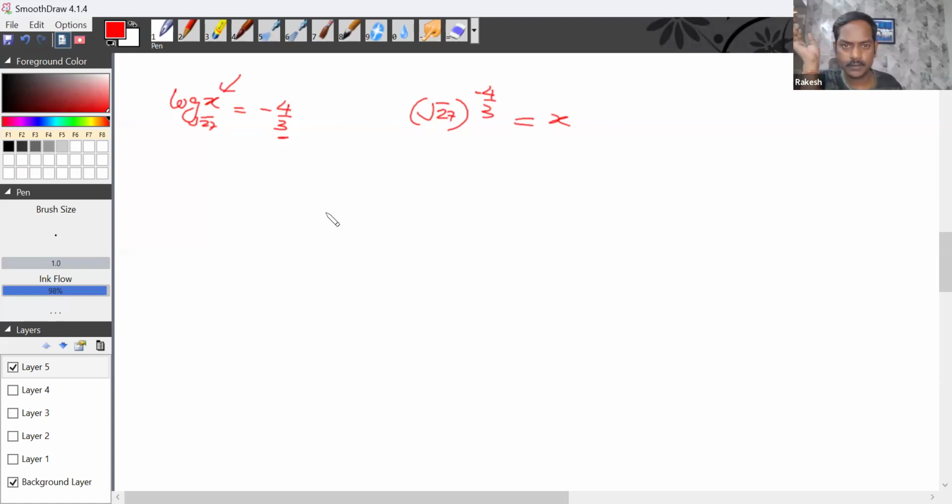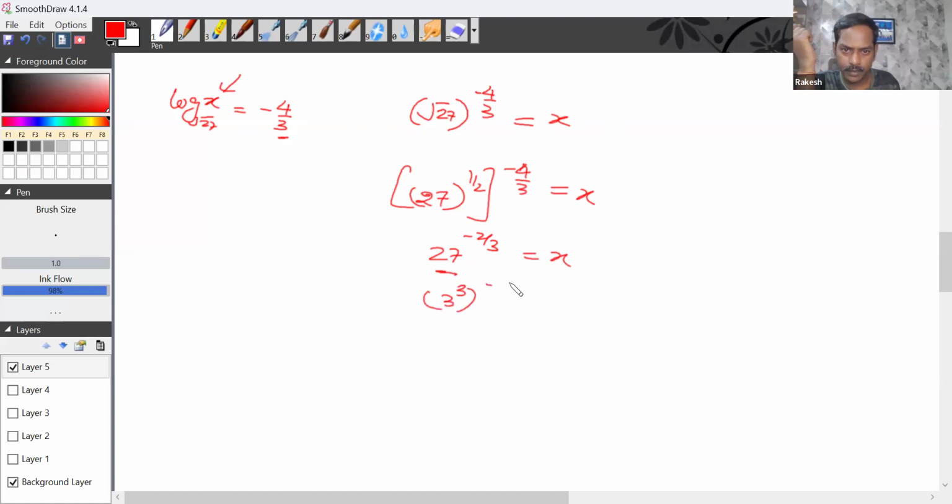Now just apply laws of indices. Under root of 27 can be written as 27 to the power 1 by 2, whole to the power minus 4 by 3, is equal to x. So this is 27 to the power 1 by 2 multiplied by minus 4 by 3, which is minus 2 by 3, is equal to x. Again, 27 can be written as 3 cube, so 3 to the power 3 times minus 2 by 3 gives 3 to the power minus 2 is equal to x. Correct? So this can be written as 1 by 3 square, which is nothing but 1 by 9. So the value of x is 1 by 9. Fine.